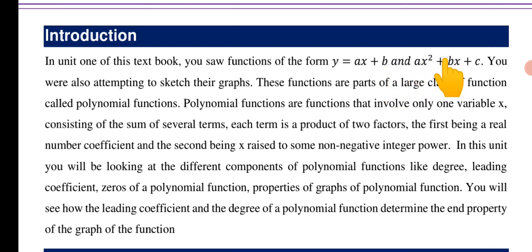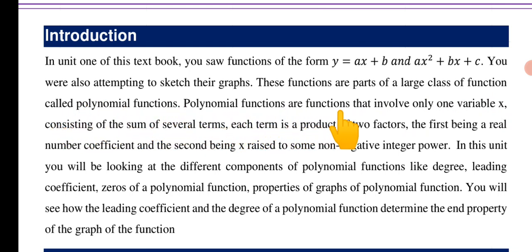And also you are familiar with these functions from Unit 1 in grade 10 mathematics. This is the form ax squared plus bx plus c. This is called a quadratic expression. Now you will also attempt to sketch their graphs. These functions are parts of a large class of functions called polynomial functions.